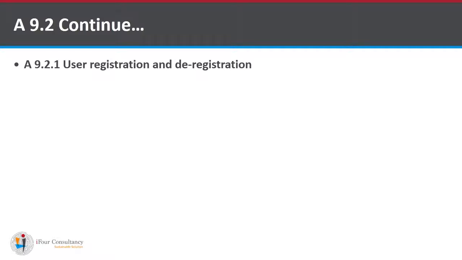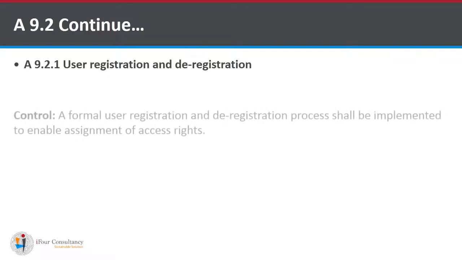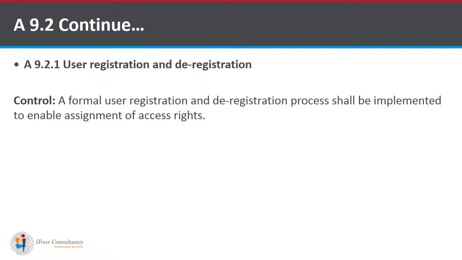Now let's go to 9.2.1, and that is user registration and deregistration. That includes the control. A formal user registration and deregistration process shall be implemented to enable assignment of access rights.